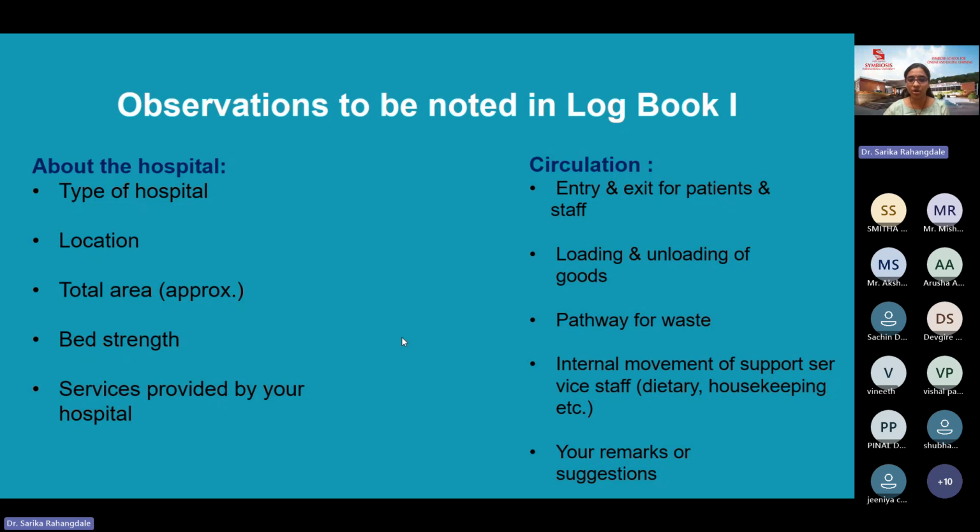You also have to talk about whether there is a separate area for entry of the staff in the hospital, and how the crowd is managed in the hospital.